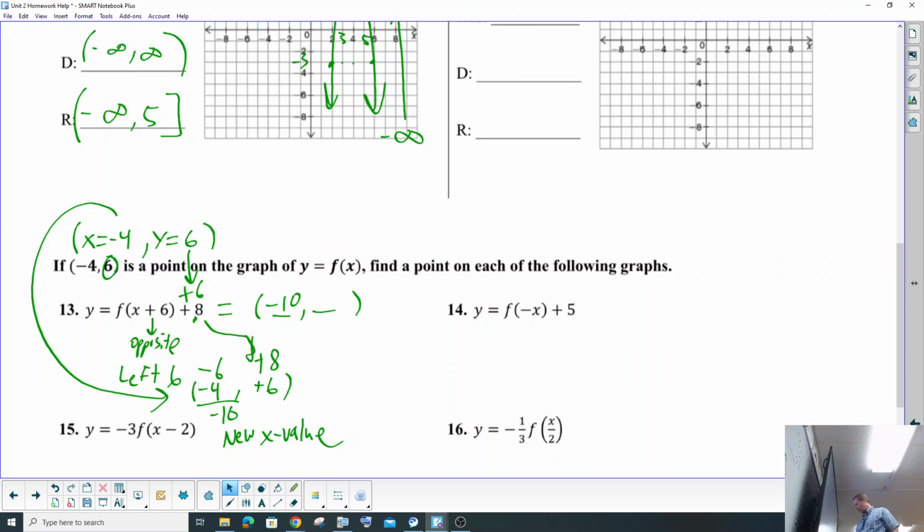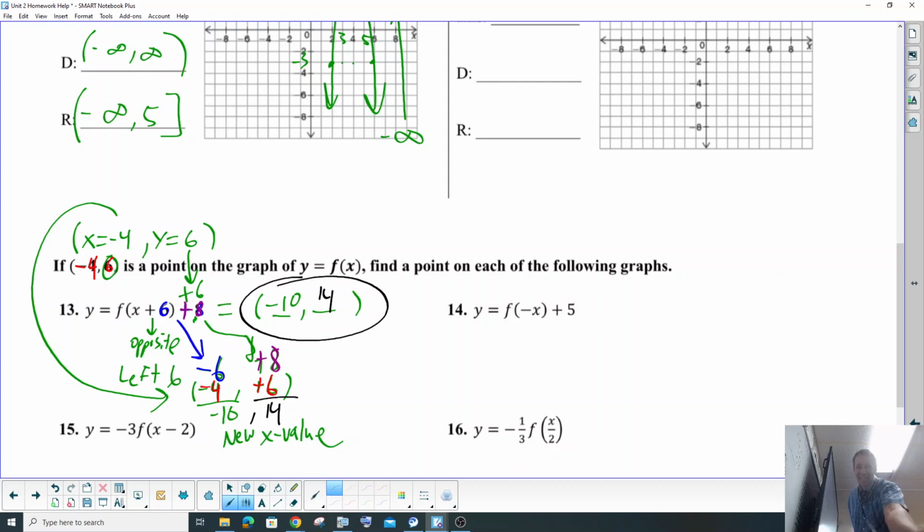And so now, should we color code it? Let's color code it. So this is going to be a 6, which becomes a negative 6. And then this is a positive 8. Let's use a different color for positive 8. And so that's going to add with our coordinate. Okay? And again, what's our coordinate? Our coordinate is negative 4, 6, which goes here, and it goes here. And so when we go ahead and add those, we get 14. So negative 10, 14 is our new coordinate, and that's our answer.